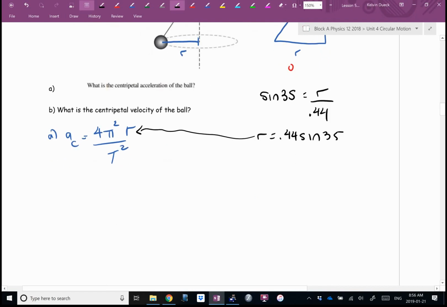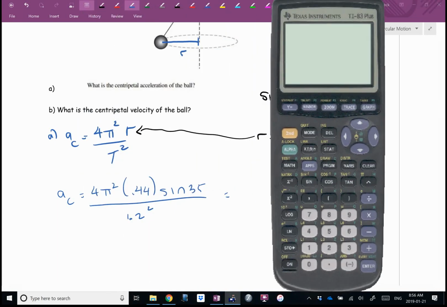So on my calculator for centripetal acceleration, I'm going to go 4 pi squared 0.44 sine 35. Dylan, what was the period? I've scrolled down. 1.2 squared. I mean, I could have crunched it on a separate line, but I thought about it and said, whatever. That way I'm not rounding off at all. 4 pi squared 0.44 sine 35, close off the sine, divided by 1.2 squared. I wonder if this will give me an error. Oh, no. And I get a centripetal acceleration of 6.92.